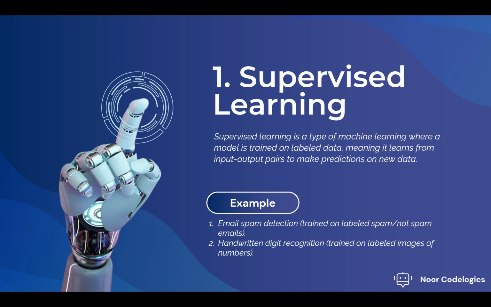In email spam detection, we train on labeled spam or not spam emails, and then when we give the test data or new data, the system gives us the right answer whether the email is spam or not. And likewise for handwritten digit recognition, we first provide different types of handwritten images to the model. We train the model with these images, and once our model is trained, we can use it for recognition of different handwritten images.